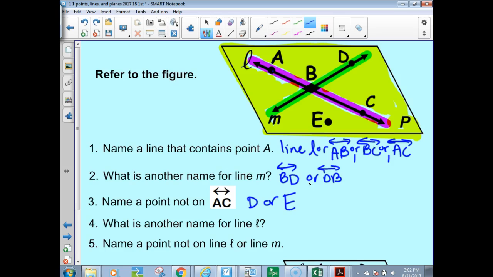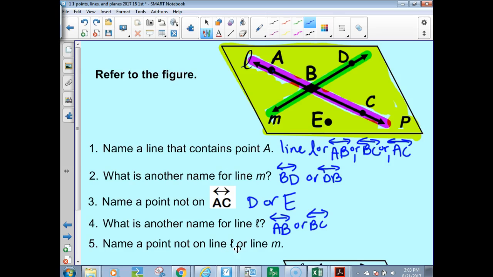For line L, A, B, sure. Any two points. Combination of AB, BC, AC, B. Okay, you got it? There's a lot of ors for that one.